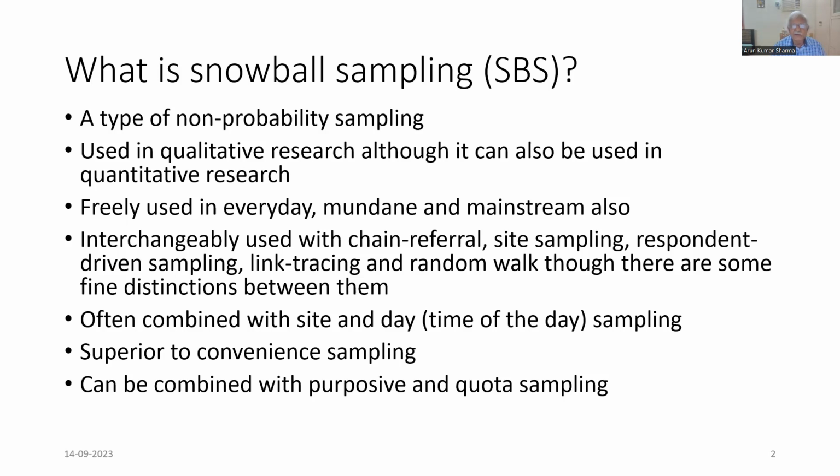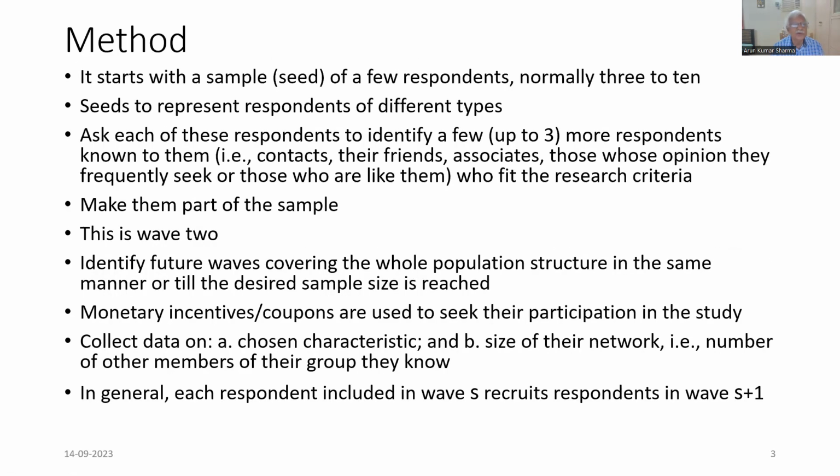It is superior to convenience sampling. So although it is also a type of convenience sampling, if you compare this with other forms of convenience sampling, I can say that snowball sampling is superior to convenience sampling. And this sampling can be combined with purposive and quota sampling procedures also.